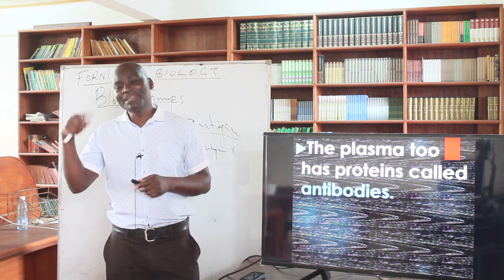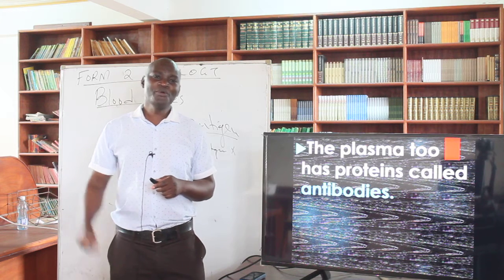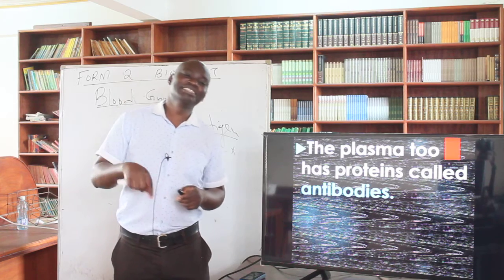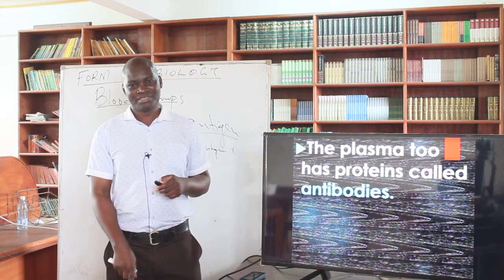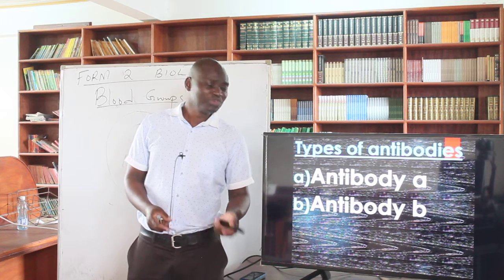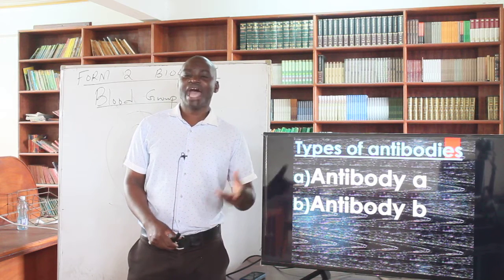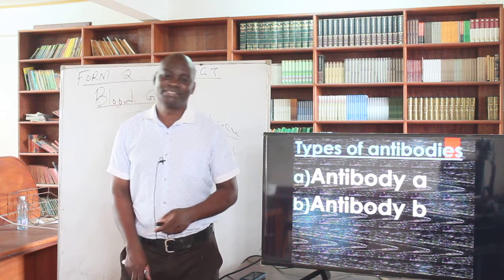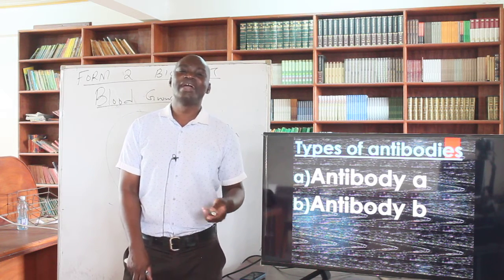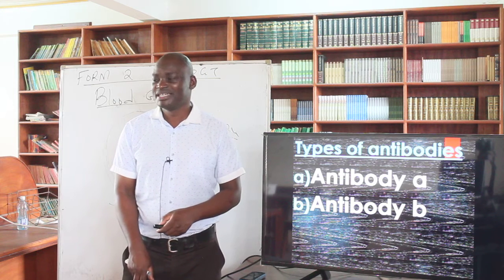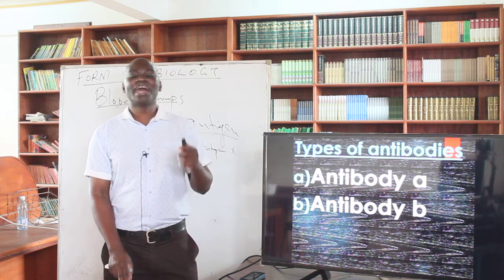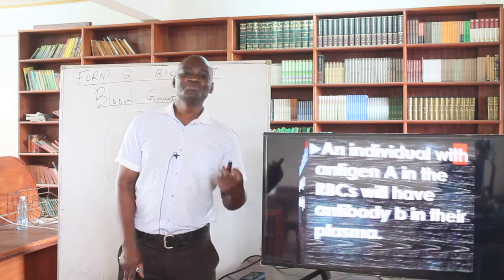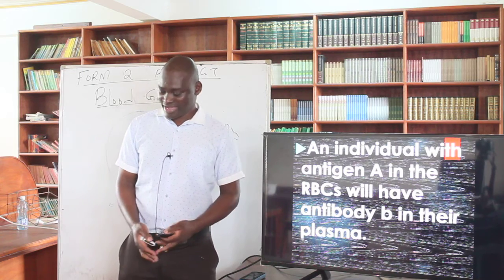Plasma membrane means the cell membrane of the red blood cell. But now we are talking of the plasma of the blood having other proteins that we call antibodies. Now, these antibodies are of two types. We have antibody A and antibody B. Since we have antibody A and antibody B, how do they contribute to blood groups?